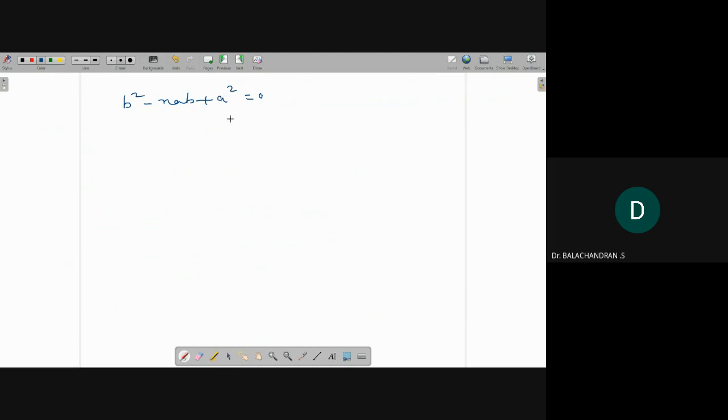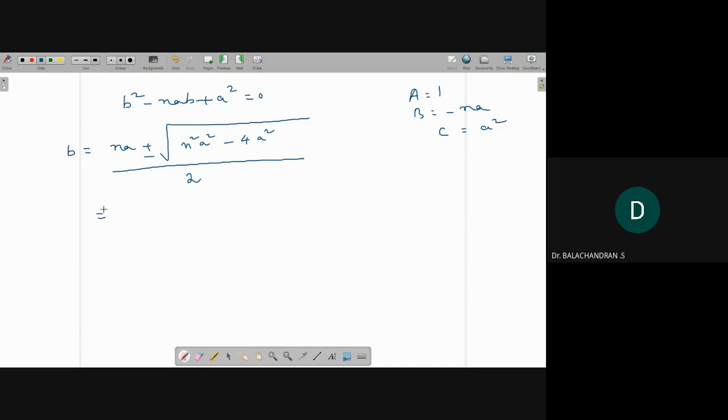So this is actually a quadratic equation. You can consider this a quadratic equation in b or in a. Now I consider it a quadratic equation in b. So capital A here is 1, capital B is minus na, and capital C is a square. So Ax square plus Bx plus C equal to 0. Now I'm solving for b. So b equal to minus of minus na, plus or minus root of n square a square minus 4ac, by 2a.